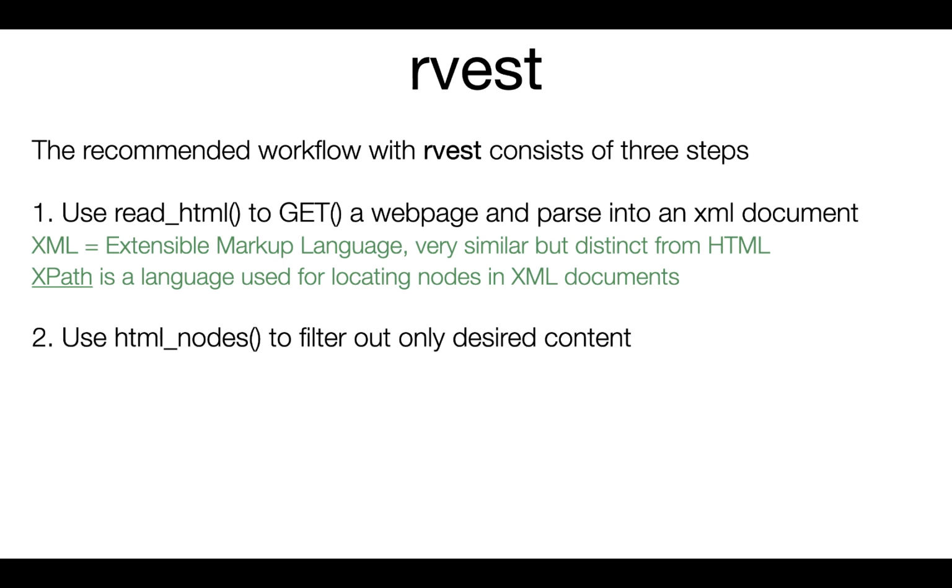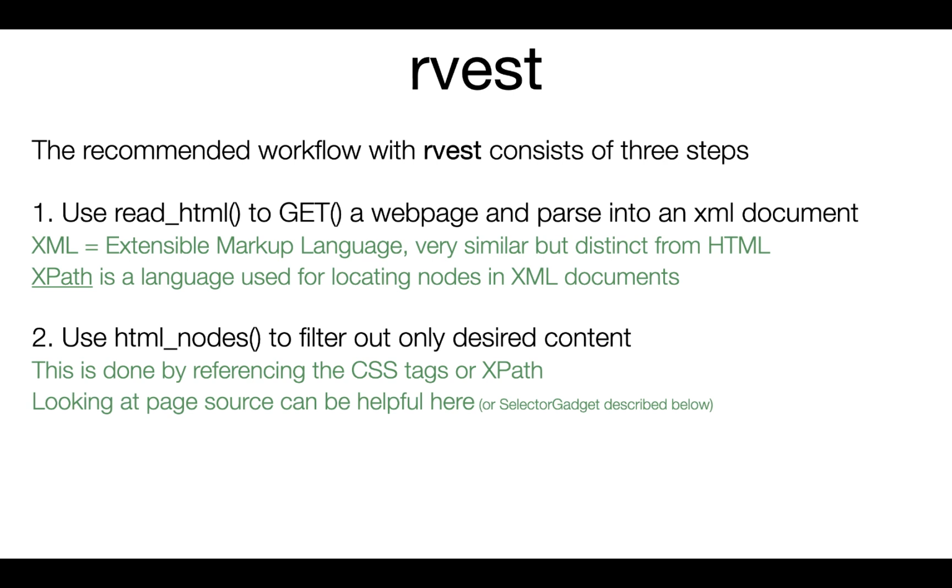The second step that we're usually going to do is use HTML nodes to filter out the desired content that we want. As I said before, usually web page sources, if you just look at them, are very complicated, and it's just cognitively difficult to actually tease through everything that you're looking at. But computers are very good at doing this. And the way that rvest is going to do it is through something called HTML nodes. It's going to allow us to go in and extract pieces of the web page because it understands the structure of the web page itself. This is usually done by referencing the CSS tags, but it can also be done through XPath. As I said before, looking through a page source can be helpful here, but usually is not because it's just a morass of text. Selector Gadget is what is typically used, and we'll see that below.